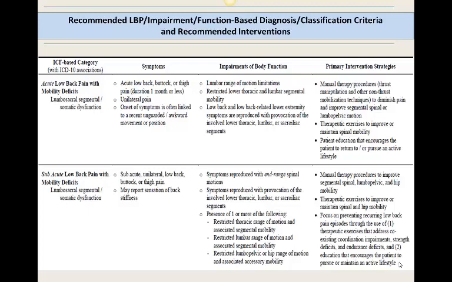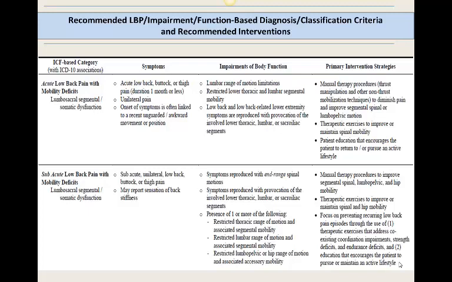So our first category, acute low back pain with mobility deficits. Symptoms, typically acute low back pain, buttock or thigh pain. Quick onset of pain, sometimes unilateral pain, and often linked to an unguarded or awkward movement. They usually have lumbar range of motion limitations, as they do have mobility deficits. They may have low back and extremity symptoms.